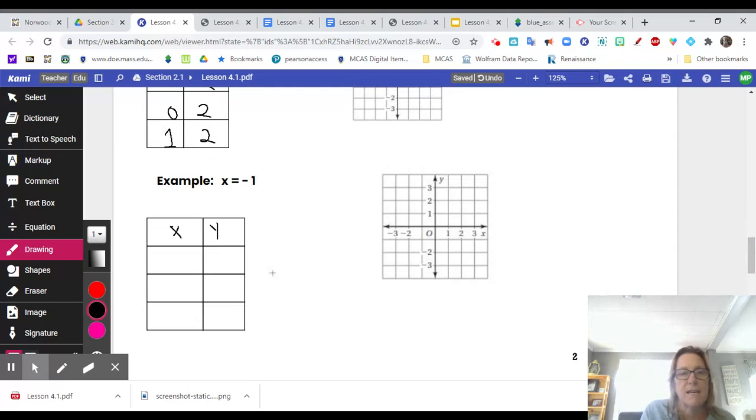And it's saying the input is always -1. So this time I can't choose the input. I have to choose -1. But the output isn't mentioned. So I can choose anything for the output. So let's see what those points look like. -1, 0. -1, 1. -1, 2. And there's my vertical line.